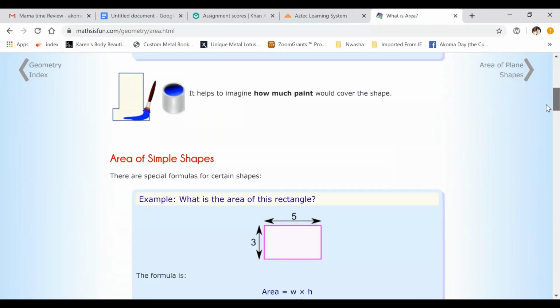So this is another thing to help you remember the definition. Area is how much paint it would take to cover the shape. So instead of just like we were doing with perimeter, where we're just talking about this outside blue line, they're now painting the whole shape with the blue paint.